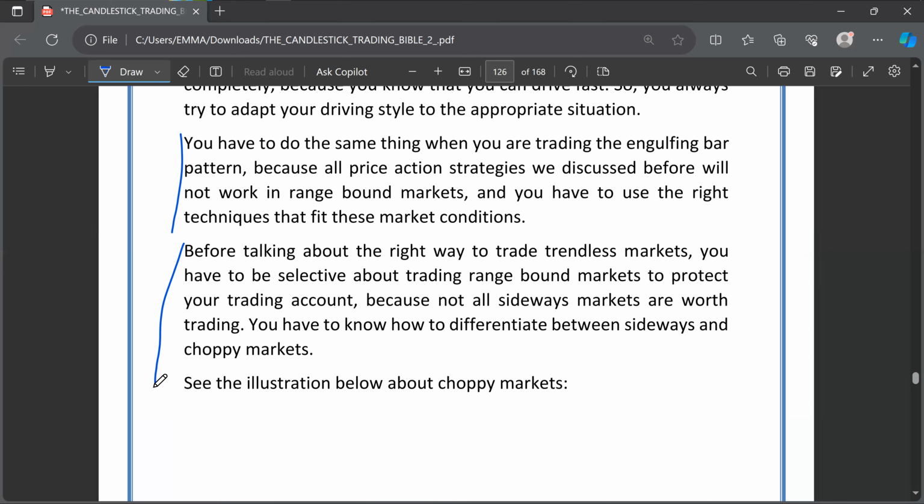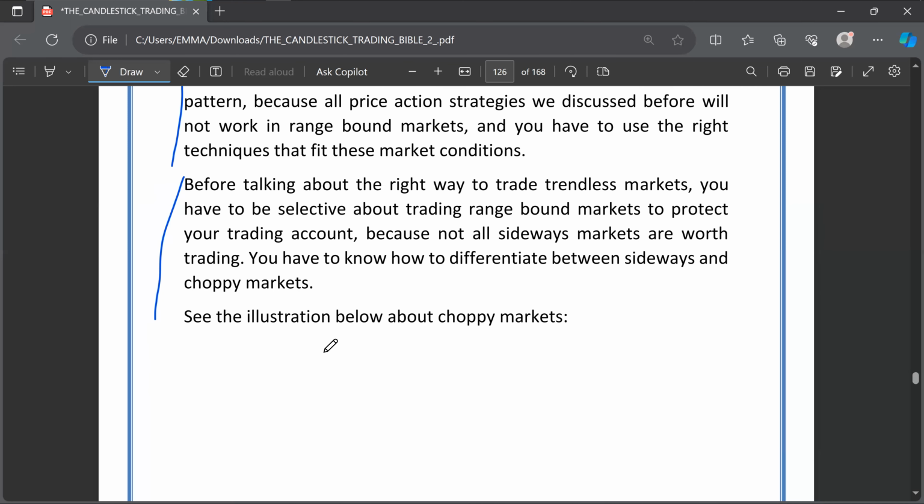Before talking about the right way to trade trendless markets, we have to be selective about trading range bound markets to protect your trading account. Because not all sideways markets are worth trading. You have to know how to differentiate between a sideways and a choppy market. Sometimes these two market structures can be confusing, right? The sideways, which is the consolidating, can sometimes be confused with the choppy one. So we have to be careful.